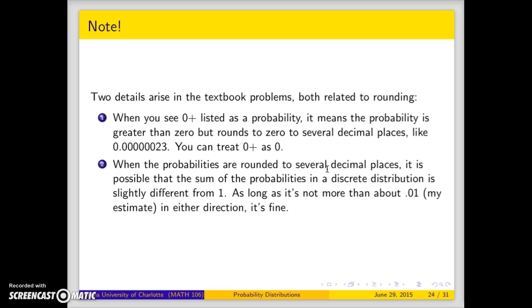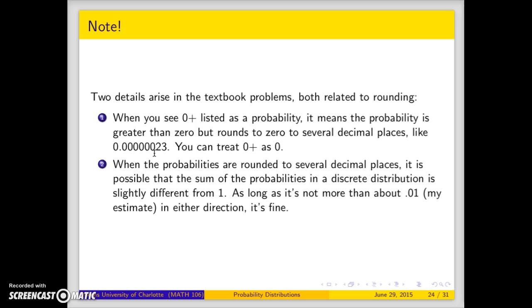And here are quick notes. Quick note, I wanted to mention things that come up in your textbook problems because they may be on your homework for the assignments in the textbook. They will list 0 plus as a probability, and what that means is that the probability is greater than 0, but rounds to 0 because it has several decimal places. But it's easier to write 0 plus instead of all the decimal places. And for you, you can just treat 0 plus as 0.